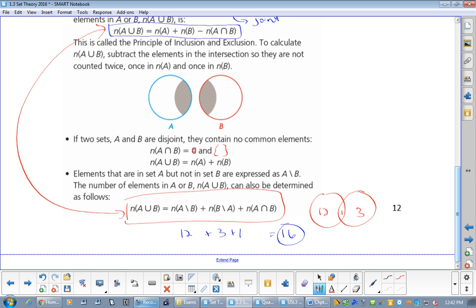The first formula says all of A, all of B, and hey, we counted the football twice. We need to subtract it out. The second one says, let's just do the very left plus the middle plus the very right. Nothing got counted twice. We're good. Okay? Subtle, but can be very confusing if you don't know.